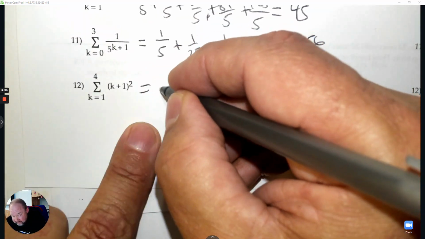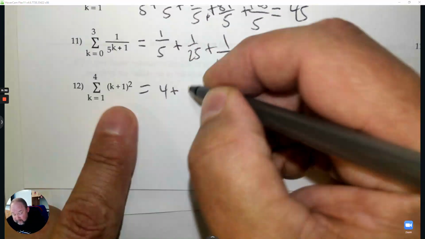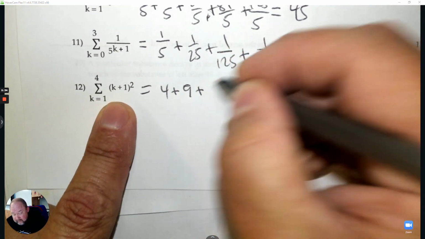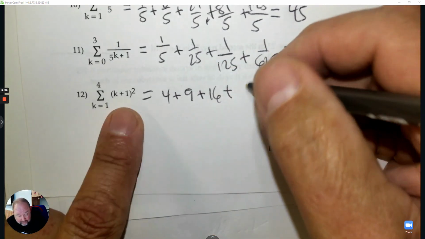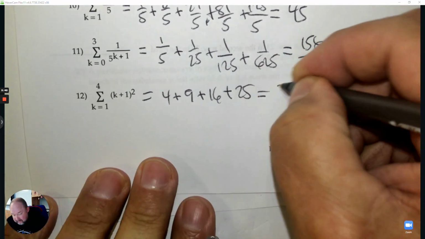Plug 1 in, 1 plus 1 and then square it. Plug in 2, 2 plus 1 and square. 3 plus 1 is 4 and square. 4 plus 1 is 5 and square. And then add that up and you get 54. Again, it's best that you try it first.